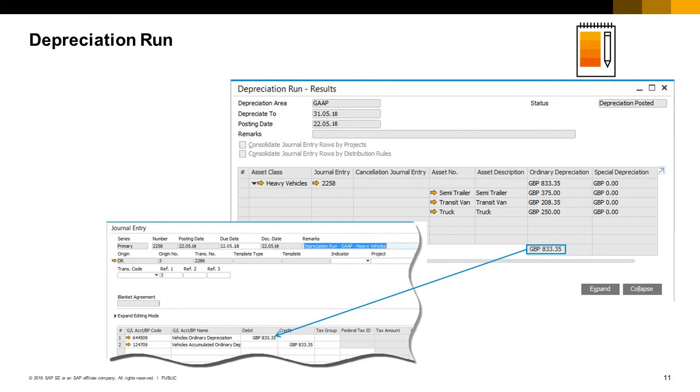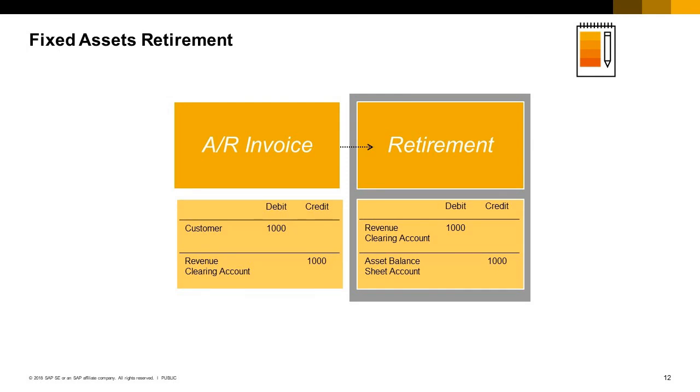There are two ways to retire a fixed asset: by AR invoice if you are selling the asset, or by a retirement document if there is no customer involved. In case the company sells the asset at the end of its useful life, or before, the user can retire the item using an AR invoice. The AR invoice automatically generates a retirement document.